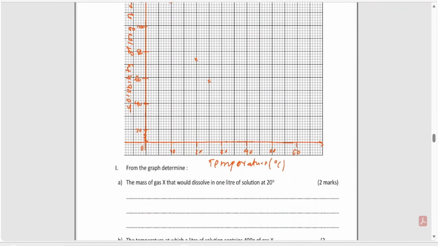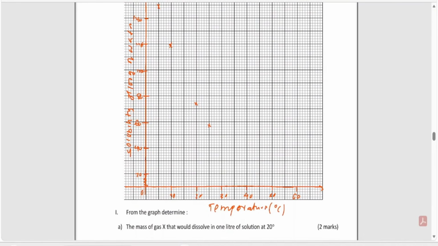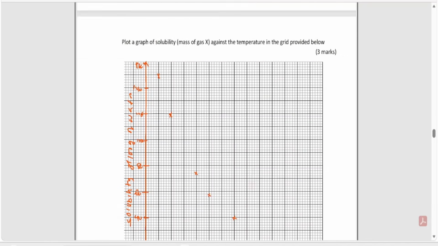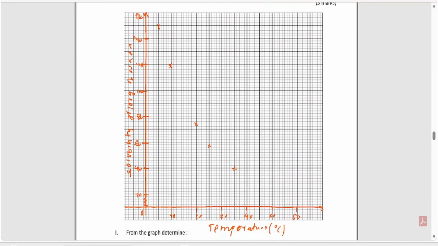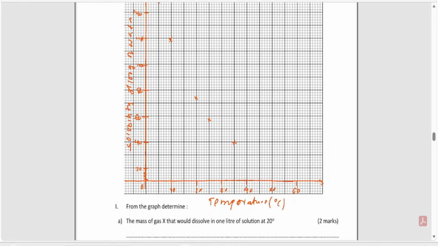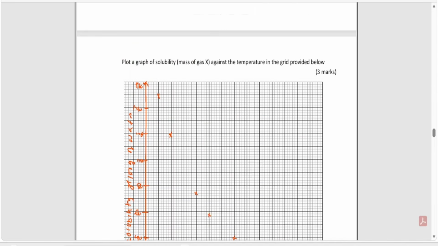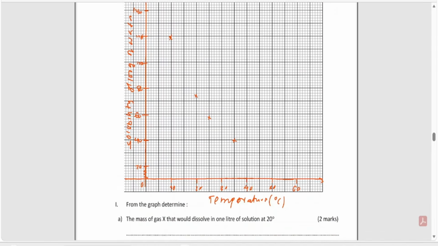Then we have 35, 40. Then we have 50, 24. 24 is going to be one small square from 20 on top of 20. So that is 24, 50, 24.